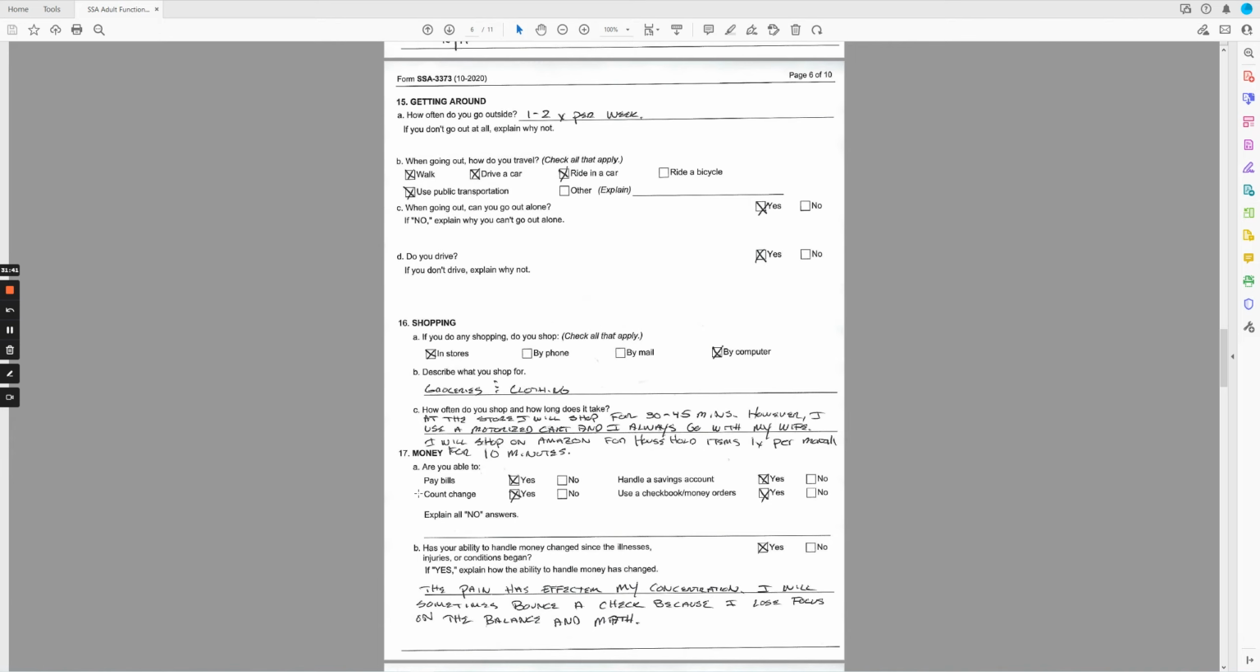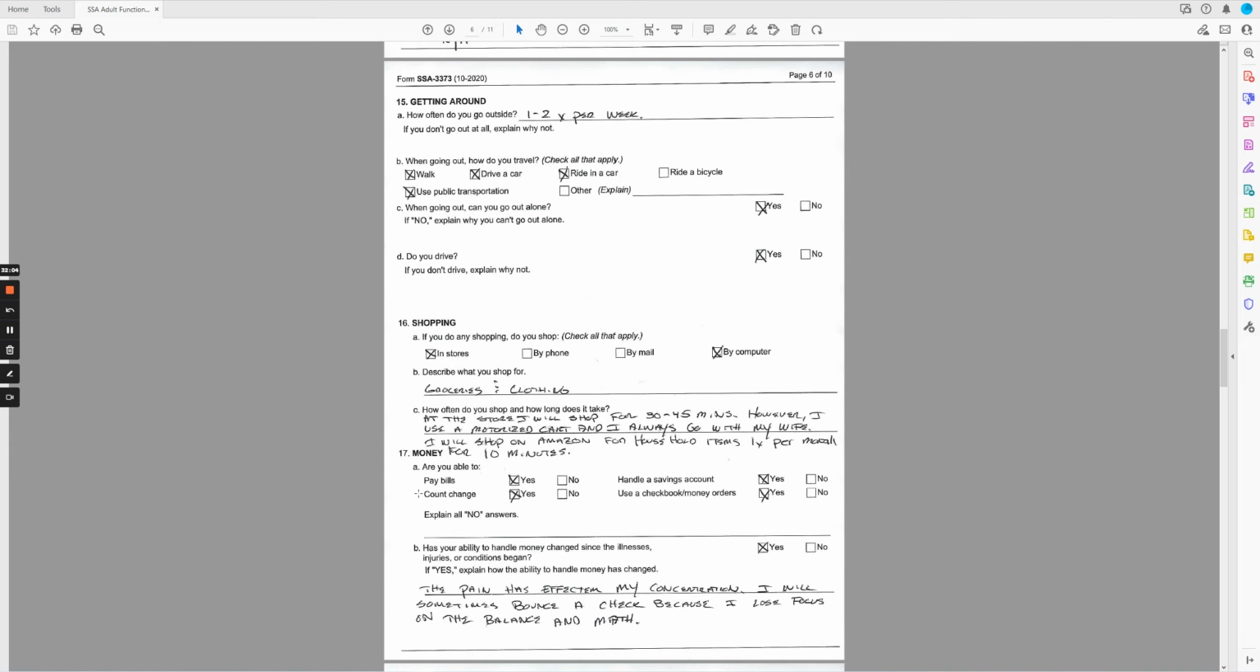17B, has your ability to handle money changed since the illness or injuries or conditions began? Yes. So I think, if you look at 17A, it's kind of, are you able to pay bills? And that's just black and white, yes or no, right? Not, are you having difficulty? Where B is more like, well, what difficulties have come about since you've become disabled?